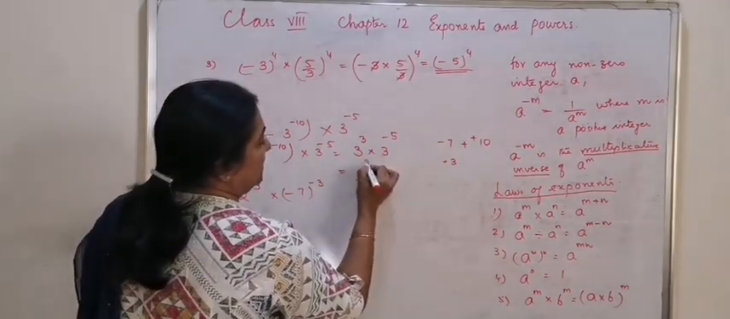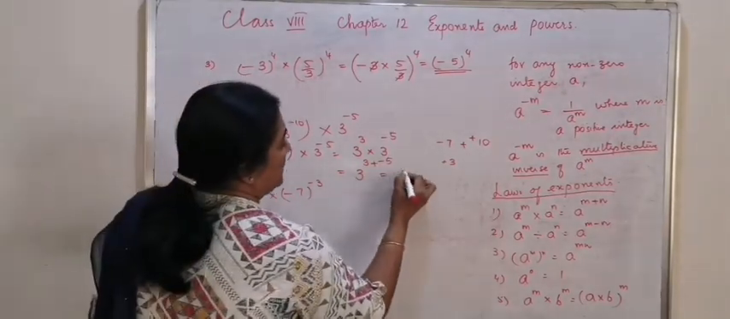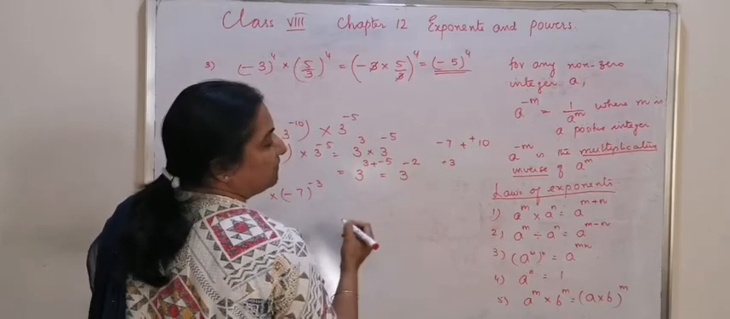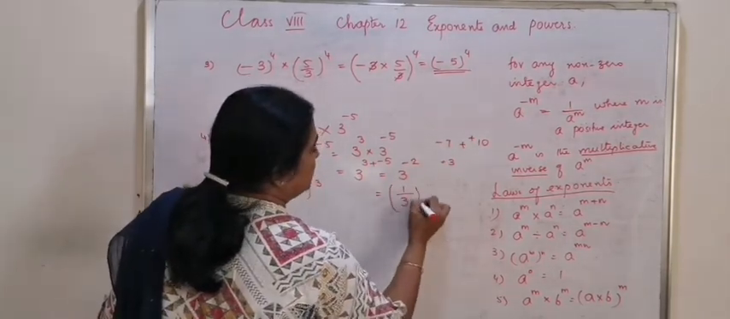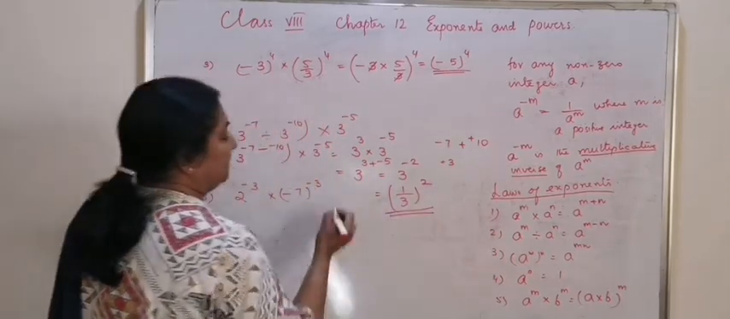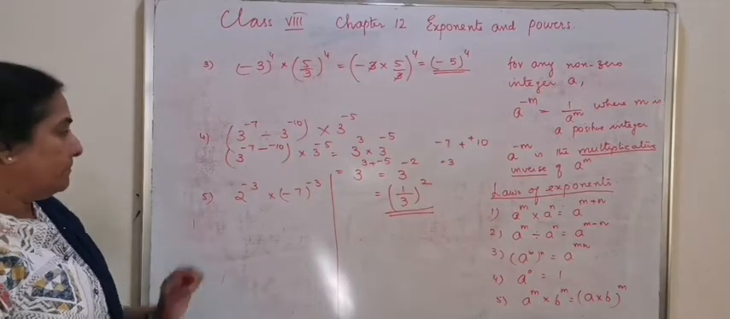3 to the power of minus 2. How do you change it into a positive exponent? 1 by 3 to the power of positive 2. That will be the fourth subdivision.